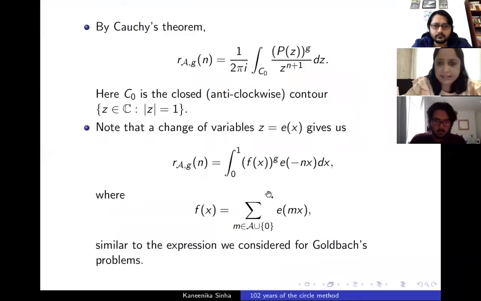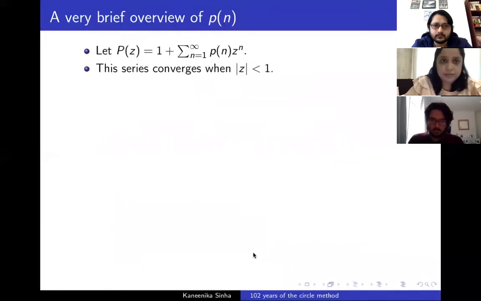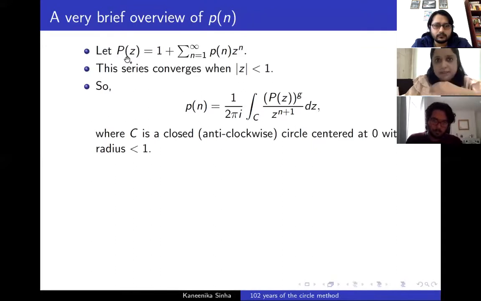And we end up getting an expression which is very similar to what we had for the problems of Goldbach. Okay, so a very brief overview. So you've got this P of z as it appears in the paper of Hardy and Ramanujan. You've got this generating function P of z, which is being generated by these partition numbers P of n.